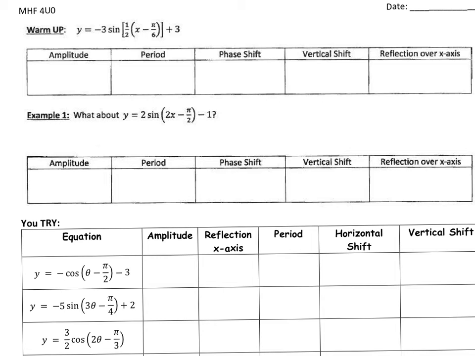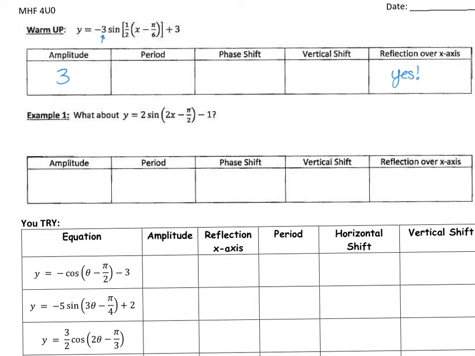Okay, so amplitude is 3. Right, that comes from that value right there at the front. Now, note it does have a reflection, so the idea in this table is that you would just say yes, it has a reflection over the x-axis, or no.